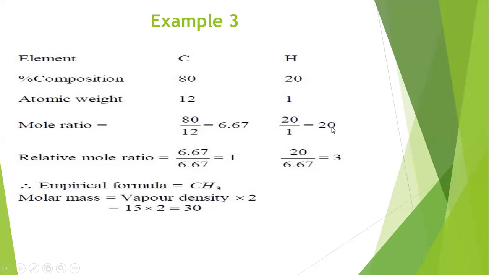Now, relative mole ratio: you divide by the smallest, that is 6.67, so carbon will be equal to 1, while for the hydrogen, 20 divided by 6.67 will be approximately equal to 3. Now, the empirical formula simply will be equal to CH3. Now, the molar mass, we know, equals vapor density times 2. So 15 times 2 is equal to 30.